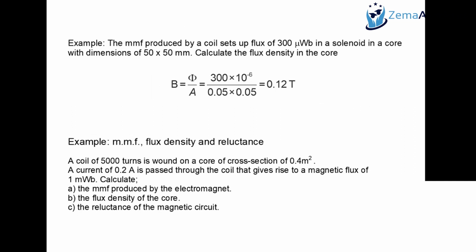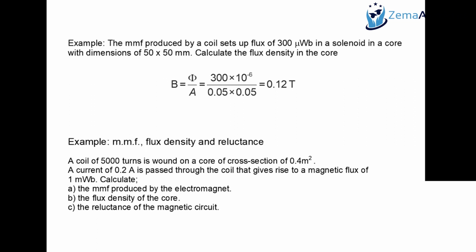The example question on magnetic flux density, again, is very straightforward. The MMF, magnetomotive force, produced by a coil sets up a flux of 300 microweber in a solenoid in a core with a dimension of 50 millimeter by 50 millimeter. Calculate the magnetic flux density. Now you already know that all of the units we have to convert into SI units. So if it's a millimeter, we have to convert into meter. If it's a millimeter square, we have to convert into meter square.